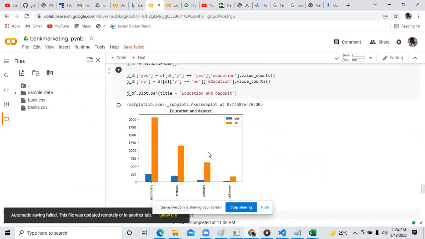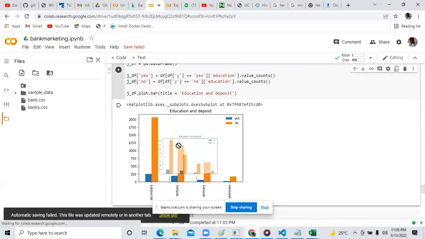Now again, this is where context comes in. Let's just imagine that this was the real data set and we had more no's than yes. We have more people saying in this bracket they are depositing. Obviously, secondary is bigger than tertiary, bigger than primary, bigger than unknown, right? But at the end of the day, we had more people in secondary saying no than in tertiary, than in primary. So this is like a straight line graph, right? It was a straight line graph, while this is also a very straight line graph.